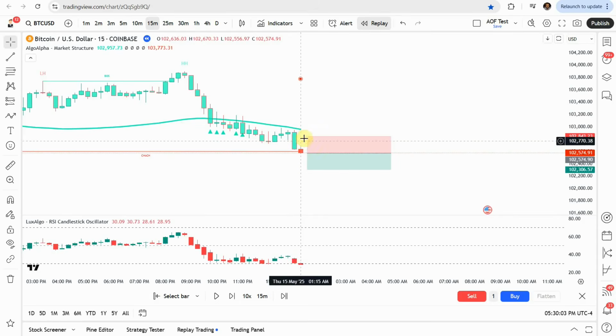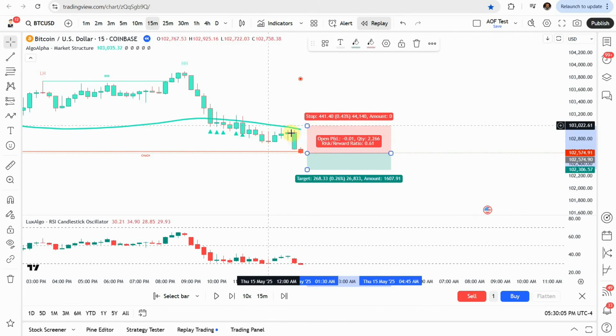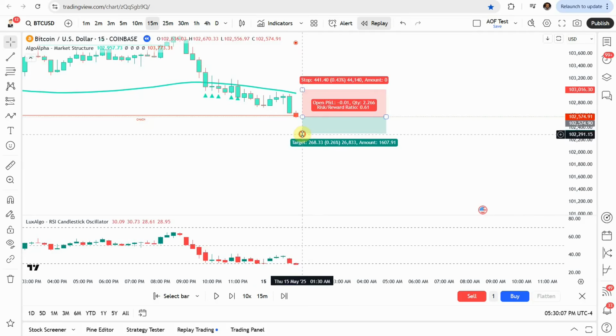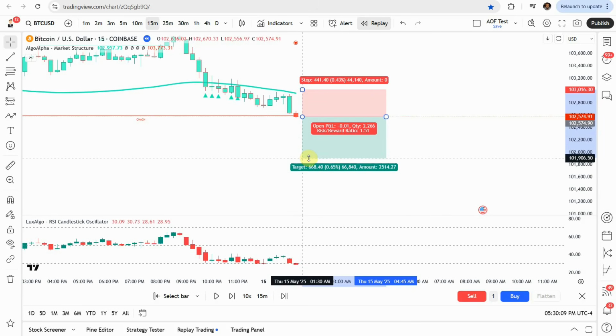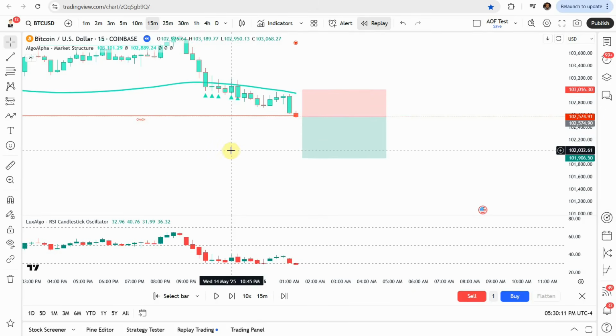We'll put our trade right here. We're going to put our stop just right above this kind of pivot area right here and target a 1 to 1.5 risk reward, just like so. Let's go ahead and play this forward and see how it plays out.